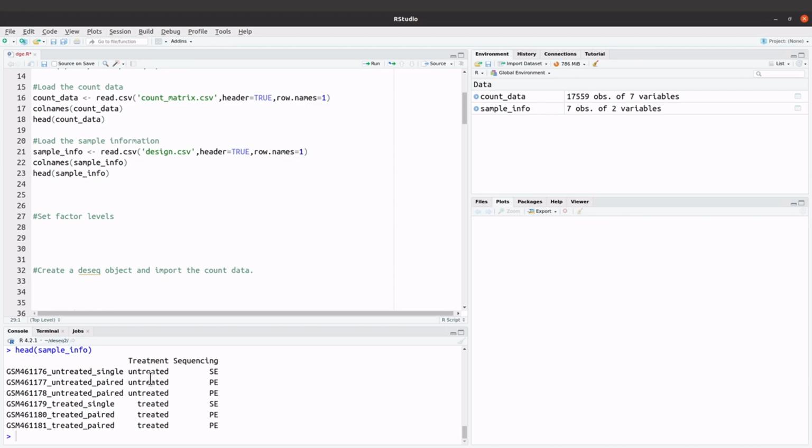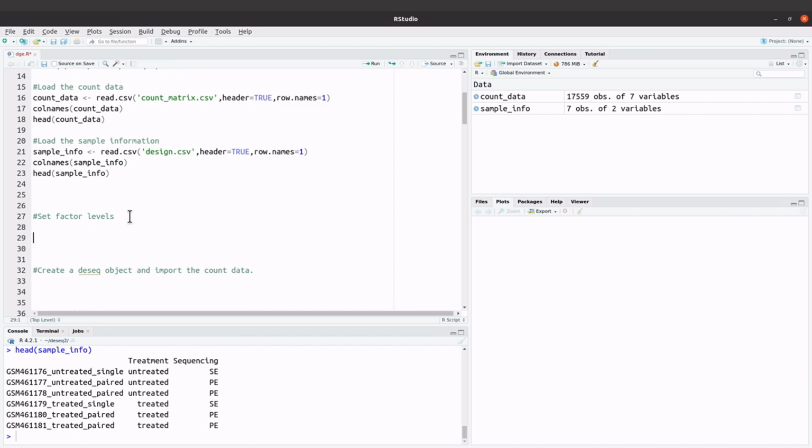But what you should take note of is that because these samples here will belong to one of these groups, then the treatment becomes a factor, because we can look at differentially expressed genes between untreated and treated. So this becomes a factor. We also have sequencing. We can also look at differentially expressed genes in terms of the sequencing type. So we can compare single end and paired end. So sequencing also becomes a factor.